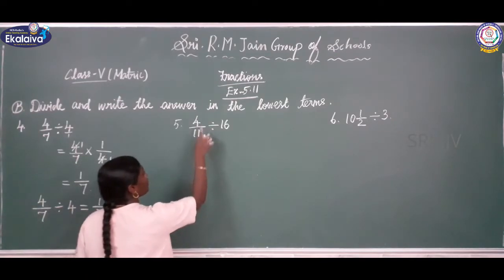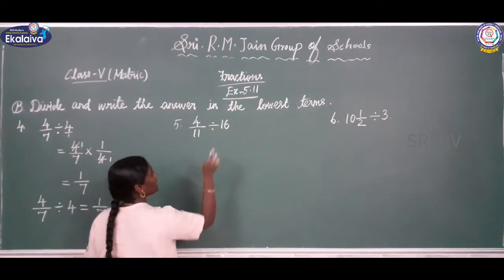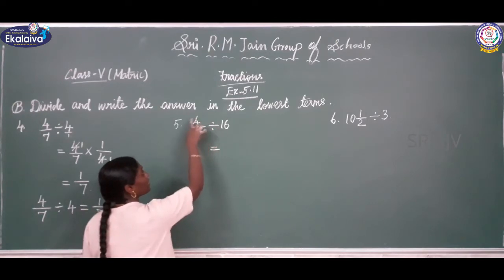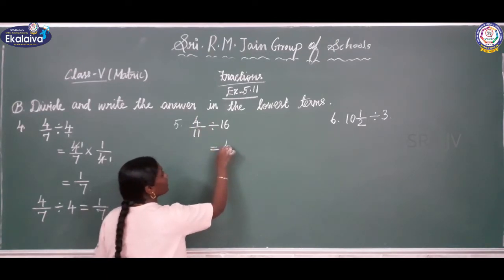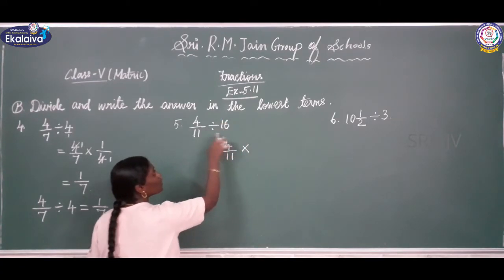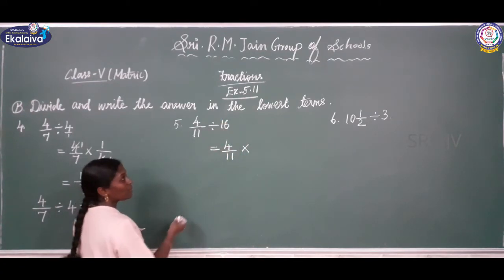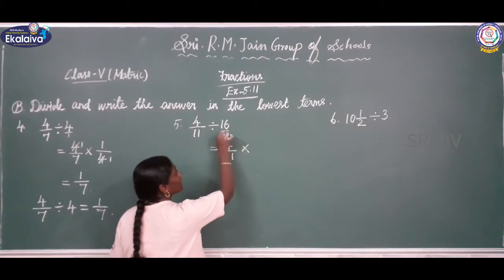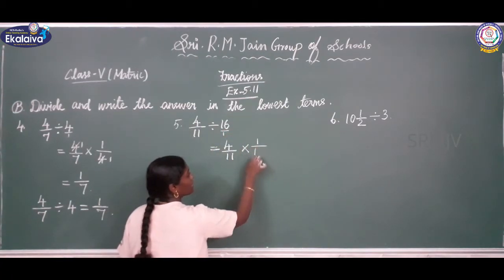Okay, the next one, 4 by 11 divided by 16. To divide the fraction 4 by 11 by 16, we have to multiply the fraction 4 by 11 by the reciprocal of 16. What is the reciprocal? Here 16 by 1, so 1 by 16.